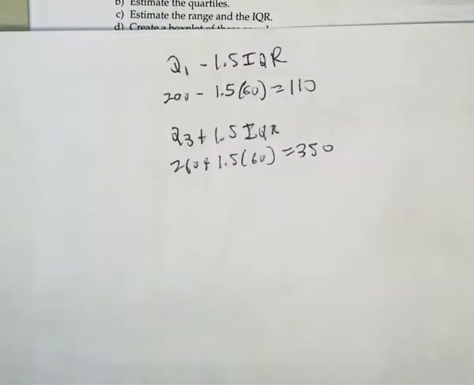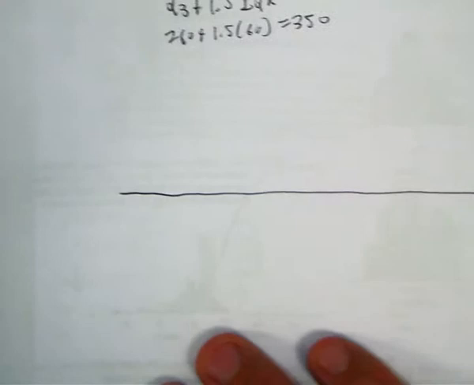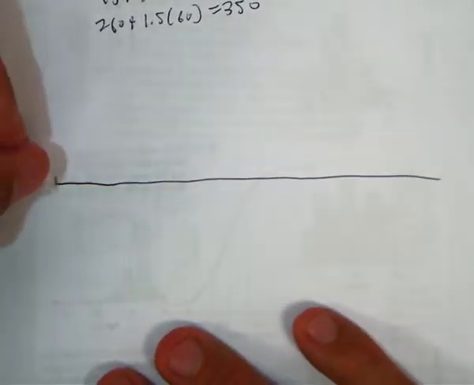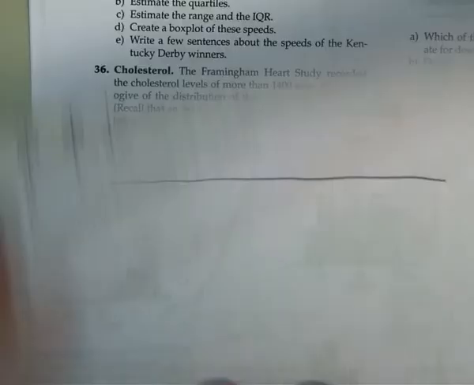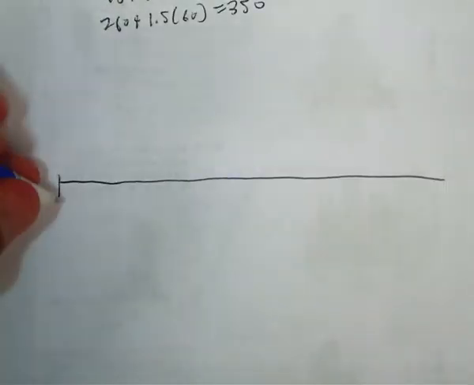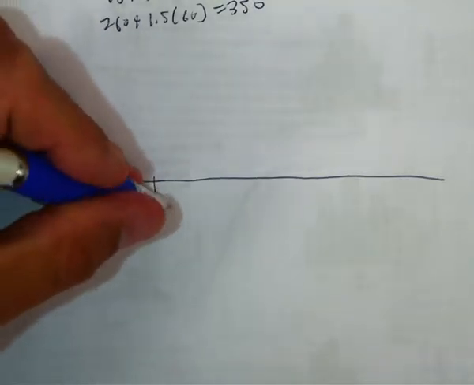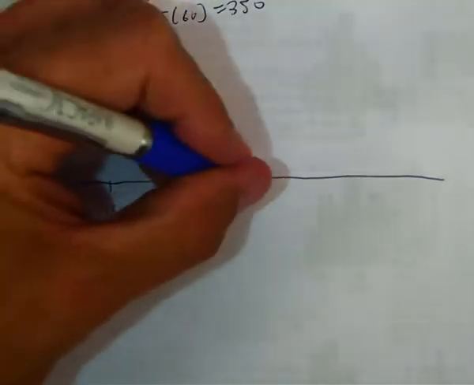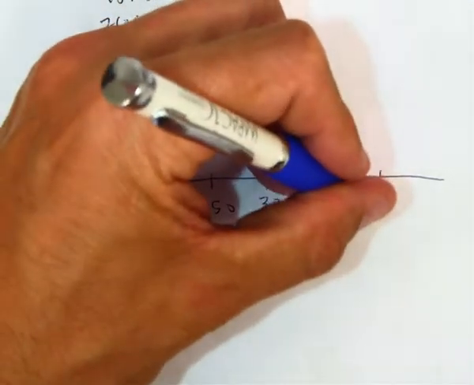Okay, so here we go. We've got to make our scale, and we're going to go from 100 up to 400. So I'm going to go 100, 150, 200, 250, 300, 350, and then 400.